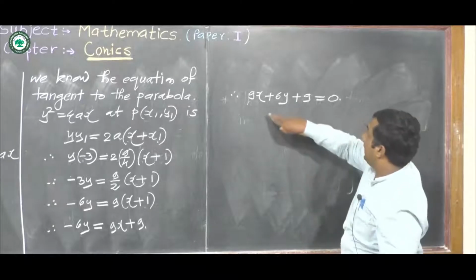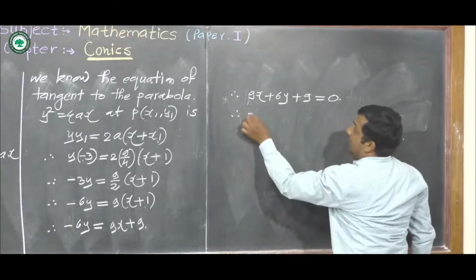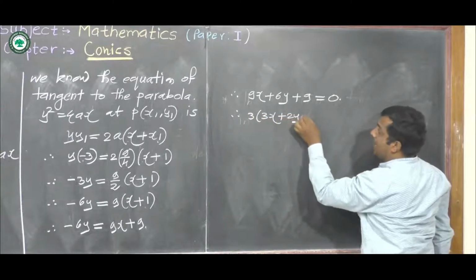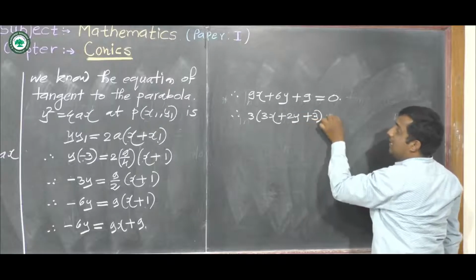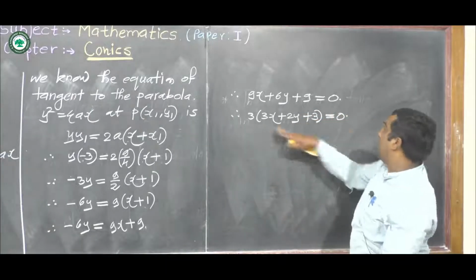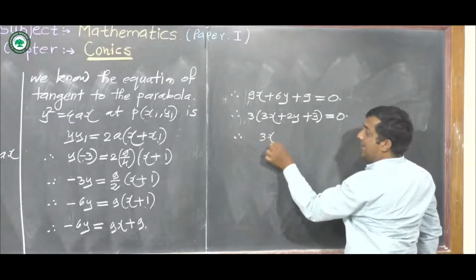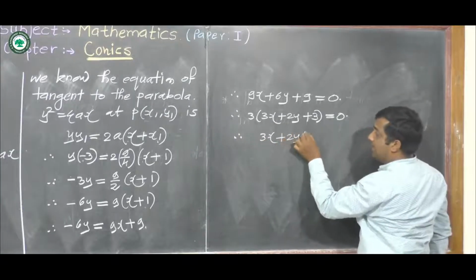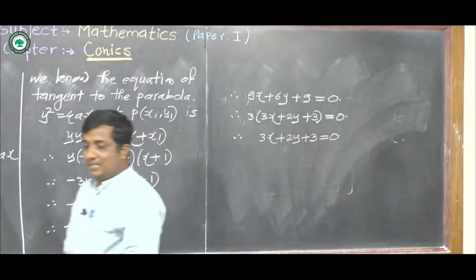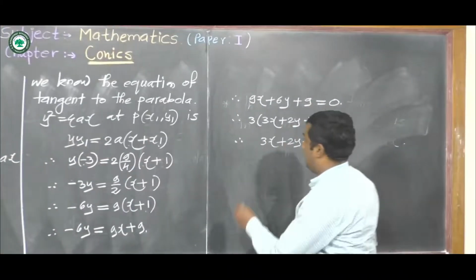Here we take 3 as common. Then 3 into bracket 3x plus 2y plus 3 is equal to 0. Let's divide both the sides by 3. Then we get 3x plus 2y plus 3 is equal to 0. And this is the required equation of the tangent.